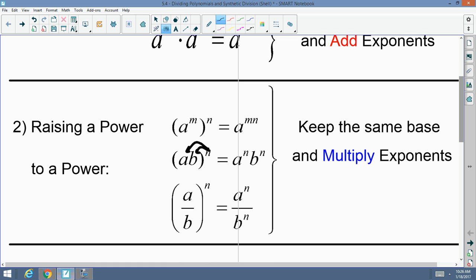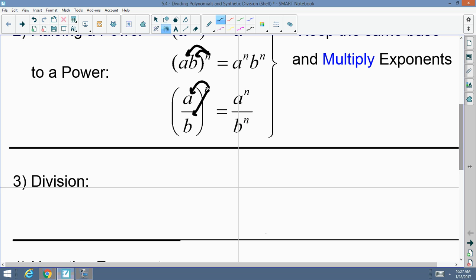If I have a division within a parenthesis raised to a power, I am again going to use the power property. I'm going to distribute that n to all of the exponents, giving me a to the n over b to the n. So when I raise a power to a power, I keep the base and I multiply the exponents. I know I'm going rather quickly, guys, but this should be a review for you.